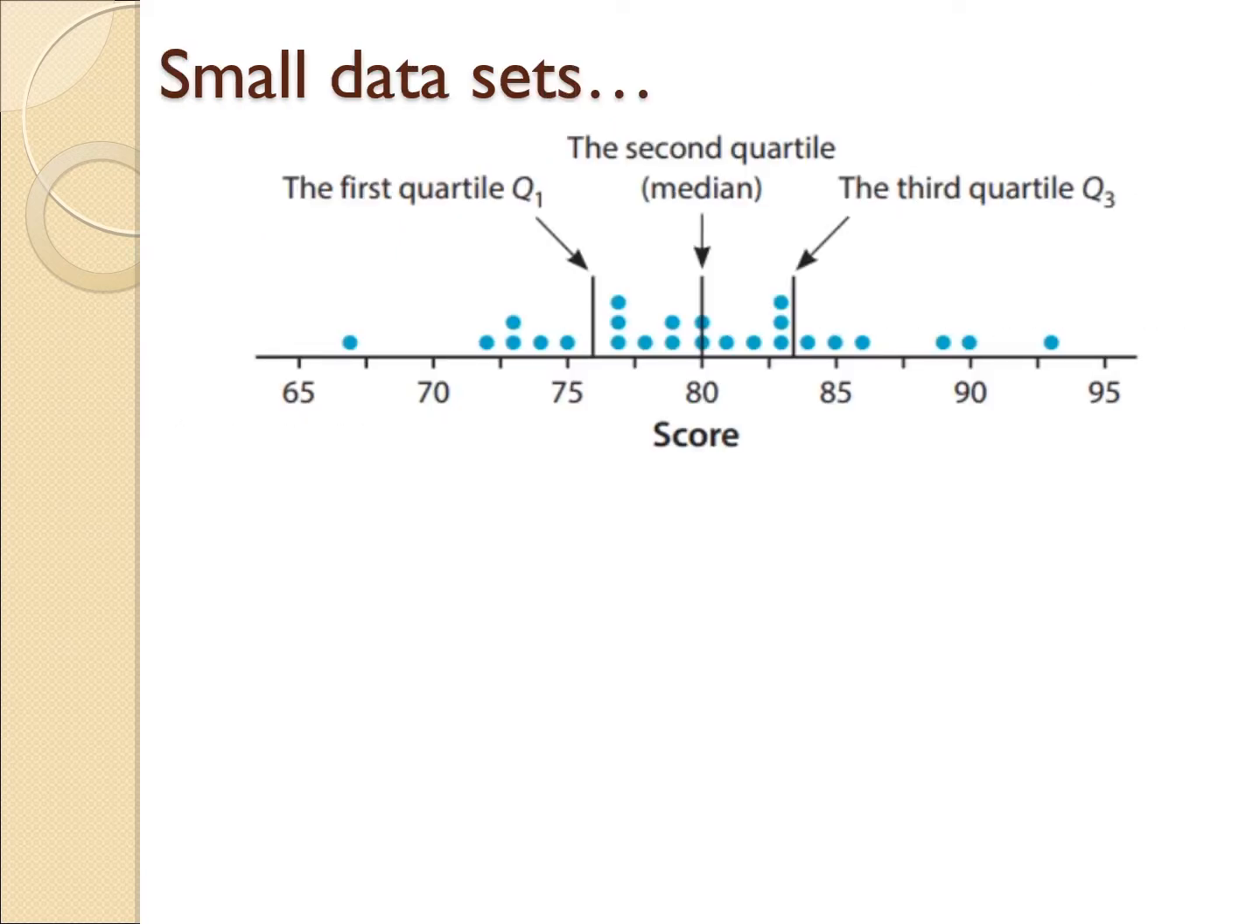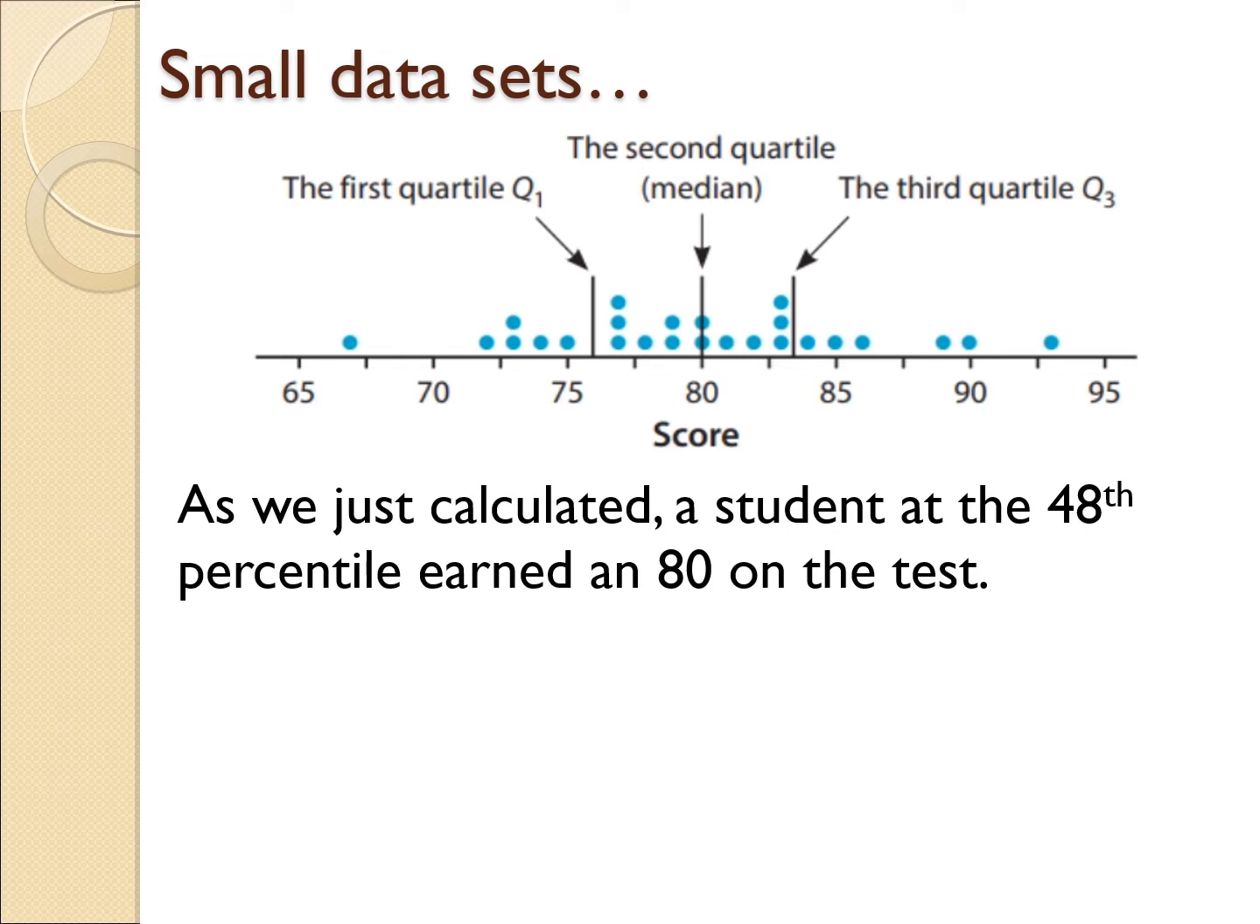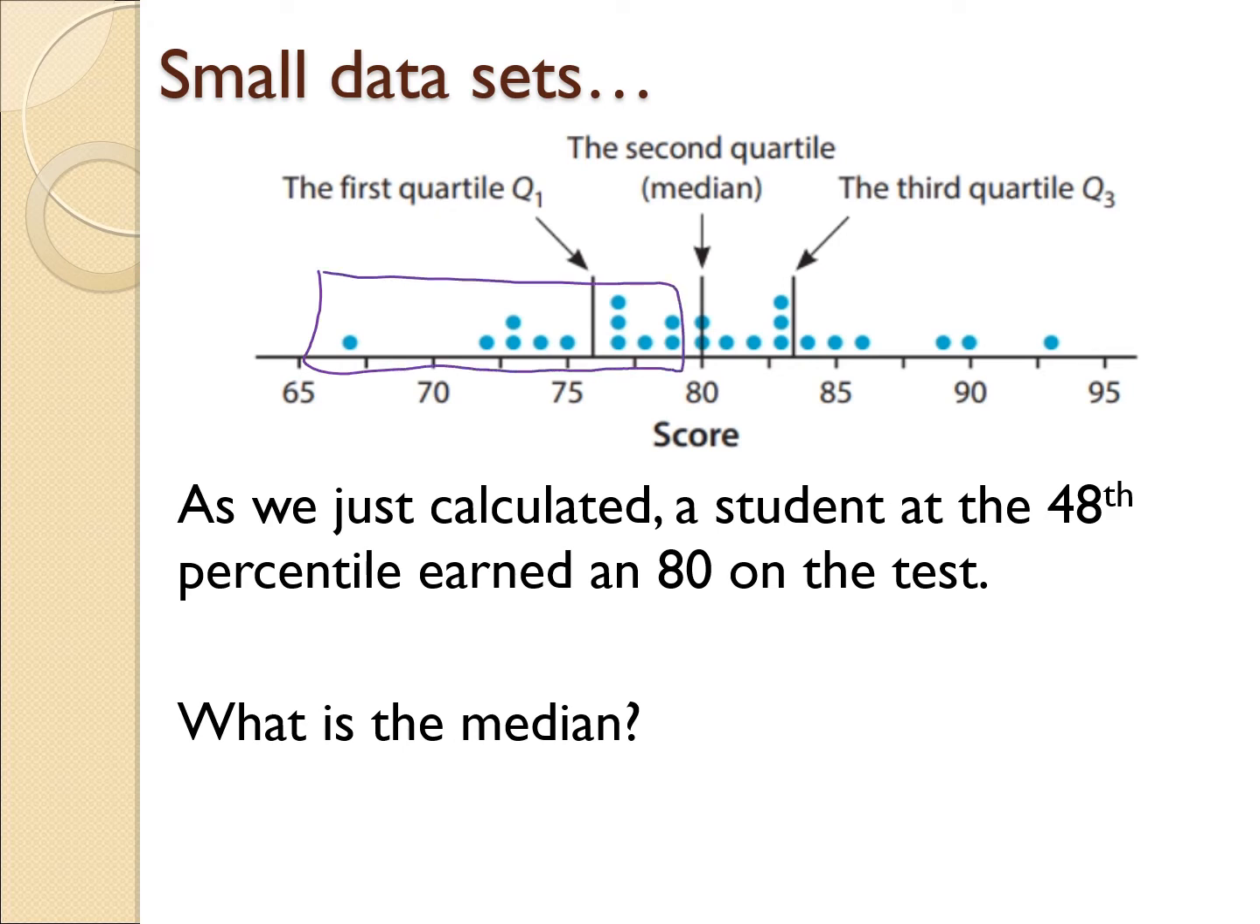Now, just to avoid any confusion, when there are small data sets, sometimes individual values can occupy a range of percentiles. For example, we just calculated that a student at the 48th percentile earned an 80 on the test. What's the median of this distribution? On the last slide, we counted up all of these dots here and found that there were 12. 1, 2, 3, 4, 5, 6, 7, 8, 9, 10, 11, 12. So 12 to the right makes that value the median. The same 80 that was the 48th percentile is also the median, which is the 50th percentile.